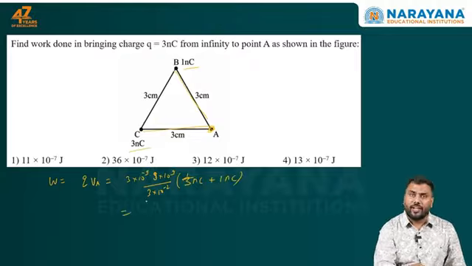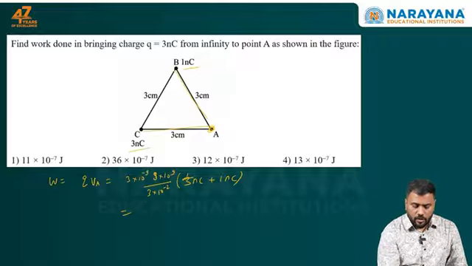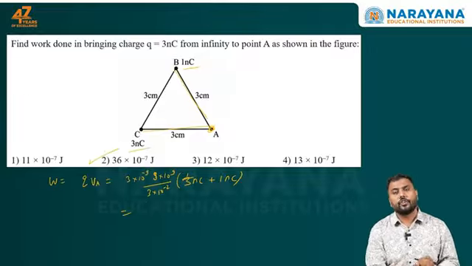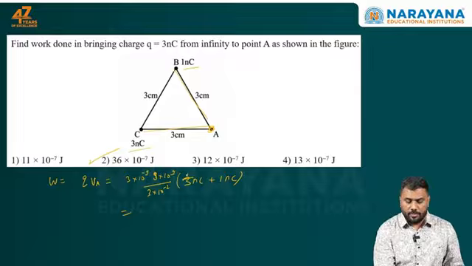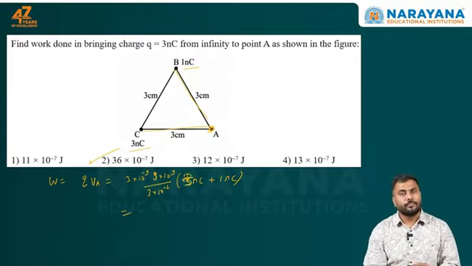If you just put the values into this expression and solve, then we get the answer as 36 × 10^-7 joule. So I am leaving the calculation for you. You can just do the simple calculations.